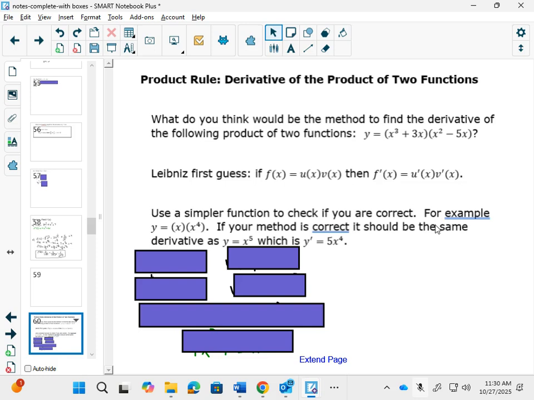For the product rule. But there's no numbers in this file.